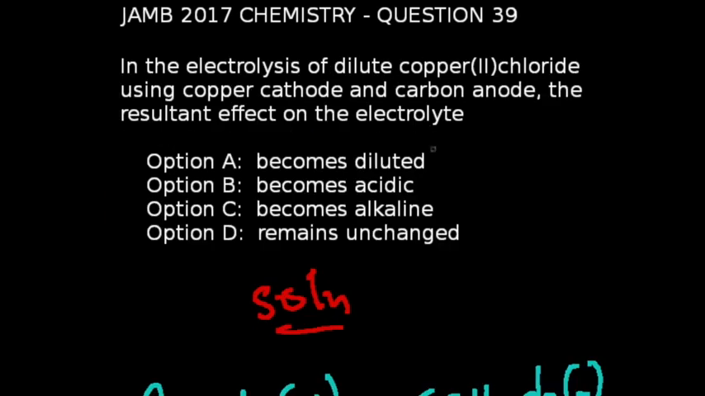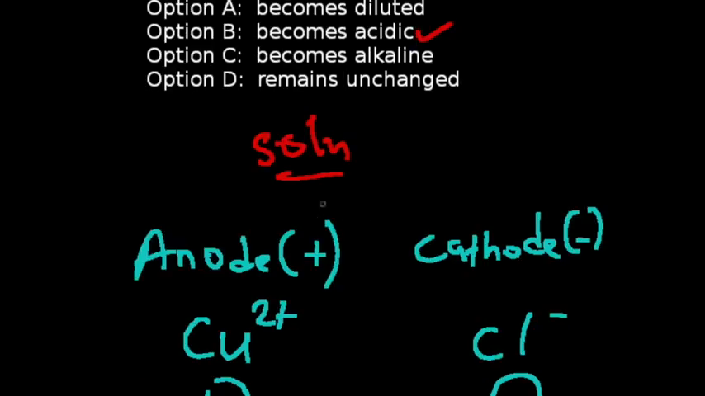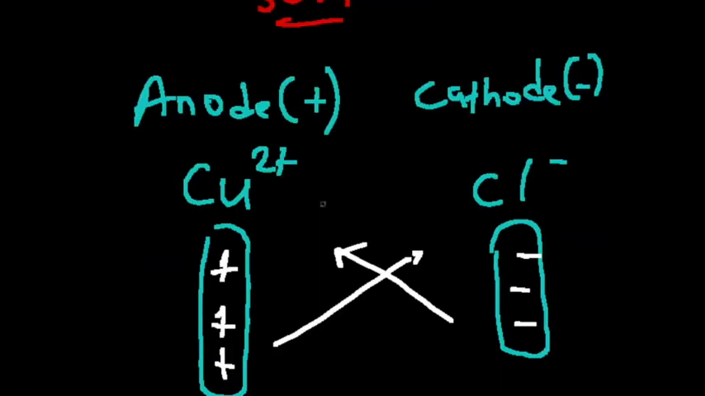Question number 39 of the JAMB 2017 chemistry exams. In the electrolysis of dilute copper 2 chloride using copper cathode and carbon anode, the resultant effect on the electrolyte will be. The correct answer to this question is it becomes acidic. For us to solve this kind of problem, I want us to look at these reactions: for electrolysis to take place, we must have a positive side called the anode and a negative side called the cathode.